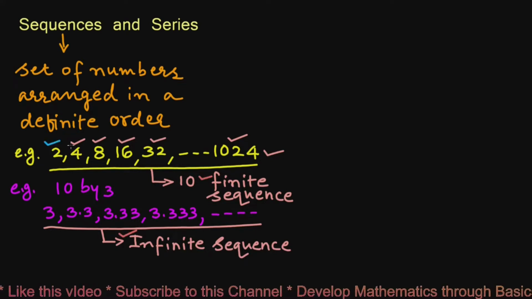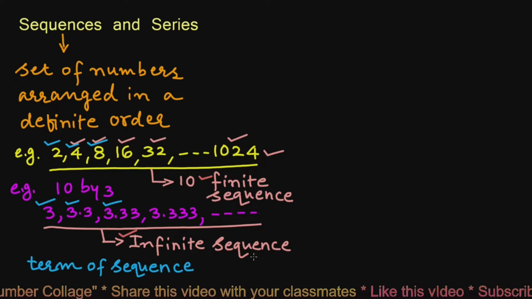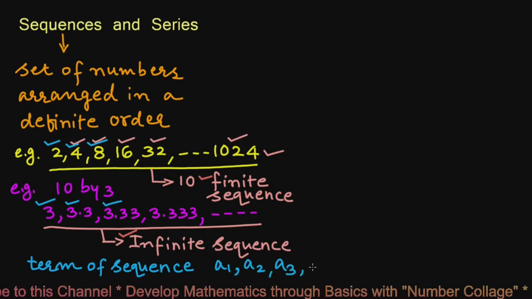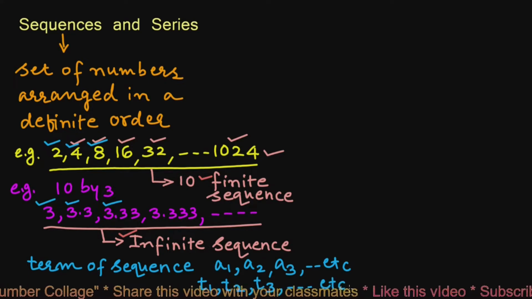Each number in a sequence is called a term of the sequence, which is denoted by either a1, a2, a3, etc., or t1, t2, t3, etc.